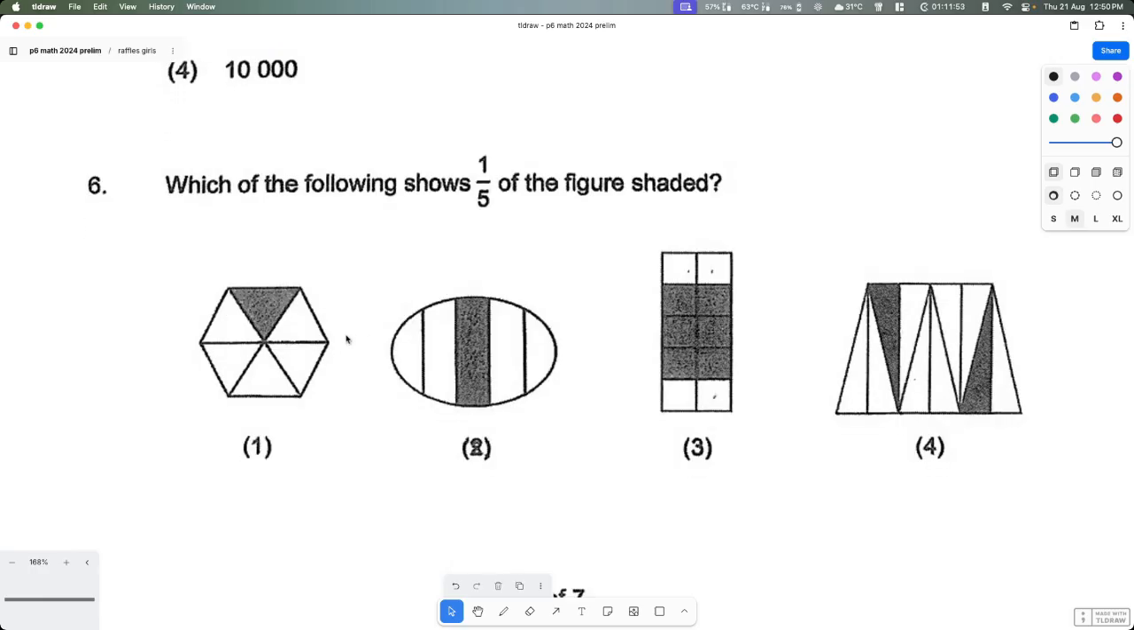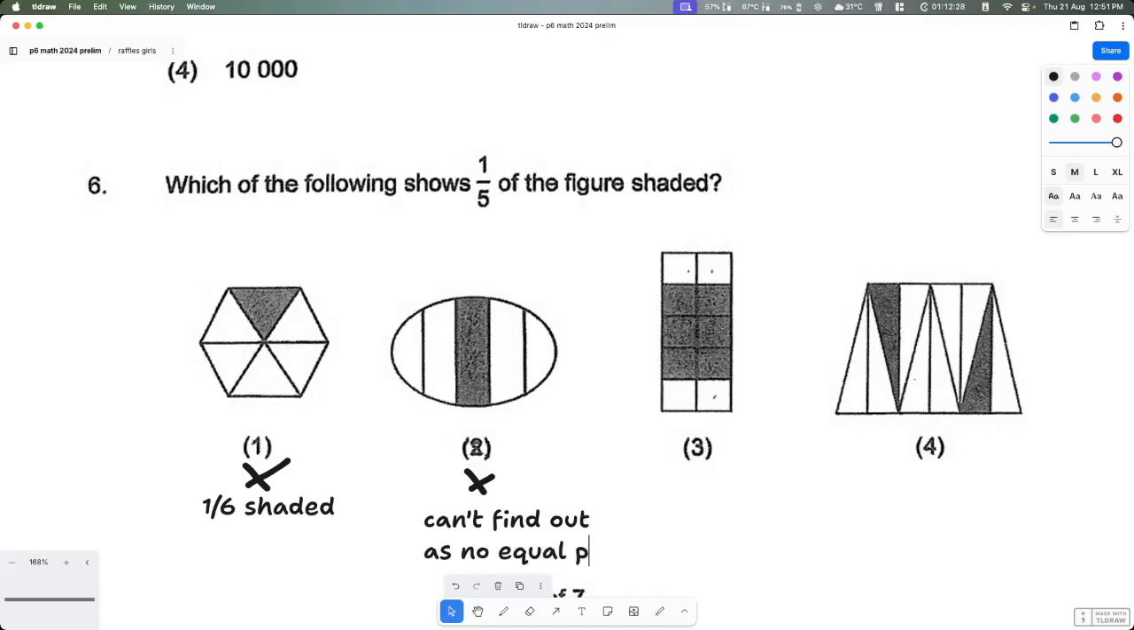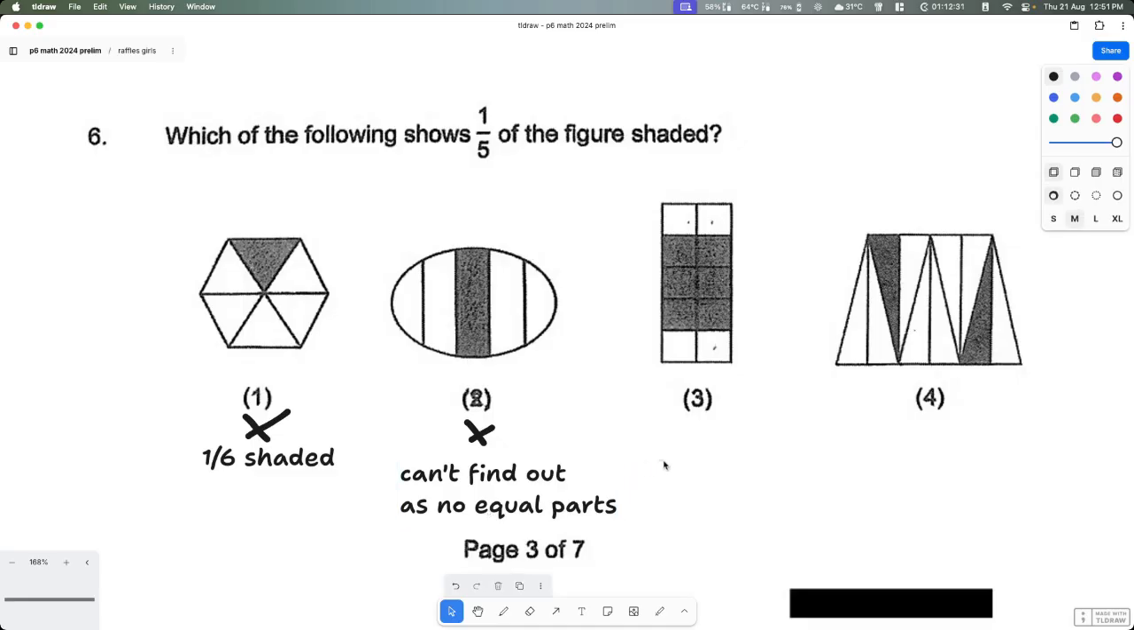Which of the following shows one fifth of the figure shaded? One fifth. Over here, is it one fifth? You count the total: one, two, three, so the total is six. So this is 1/6 shaded, which is technically not the answer. Here it is very hard to know; we honestly can't find out, as it has no equal parts. Okay, let's move on.